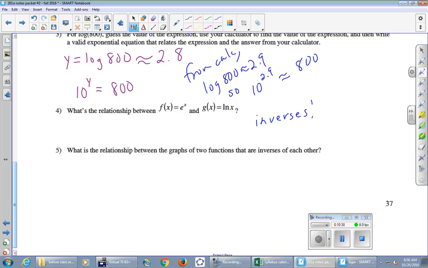Number 5, what's the relationship between the graphs of two functions that are inverses of each other? Wouldn't it be x equals ln of y? Yeah, so let's actually piece this out here. So if we go through the process to try to find what the inverse function is for e to the x. Oh, so we can just call g of x y or y. Yeah, exactly.